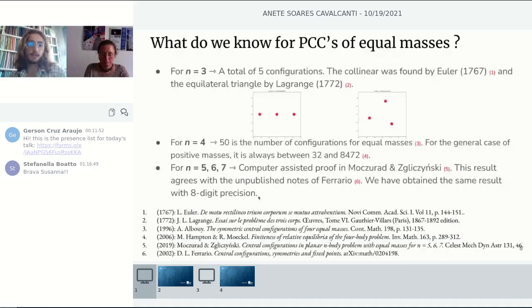So before you were talking about 1,000 bodies, and now you are talking up to 7 bodies. So how many central configurations do we have, for example, for 1,000 bodies?